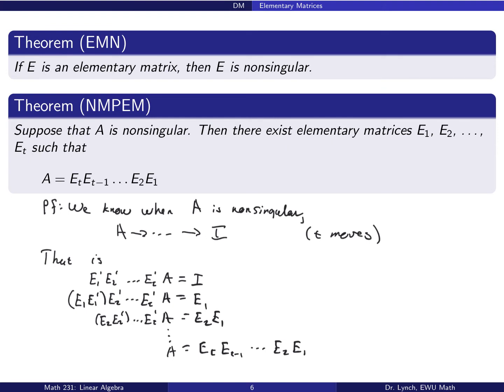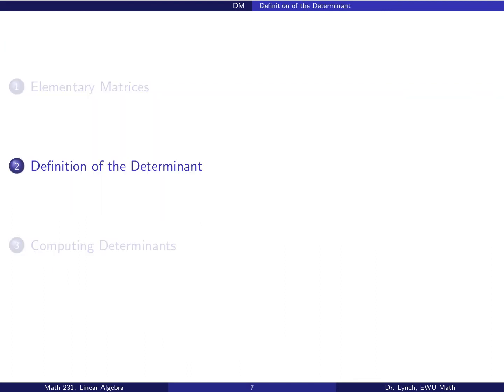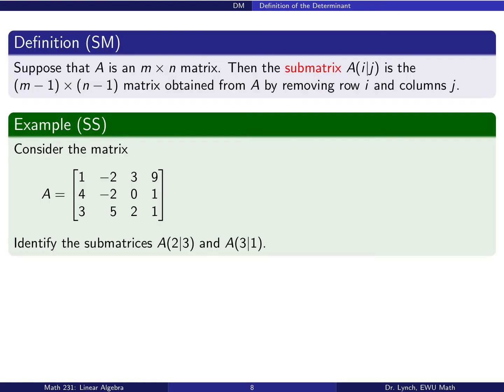So we'll come back to that in our next section on properties of the determinant. Let's go ahead and talk about the definition of the determinant a little bit. We'll start with the definition of a submatrix. Here's that definition. If A is an m by n matrix, then the submatrix A(i|j) is the m minus 1 by n minus 1 matrix obtained by removing the ith row and jth column of A.